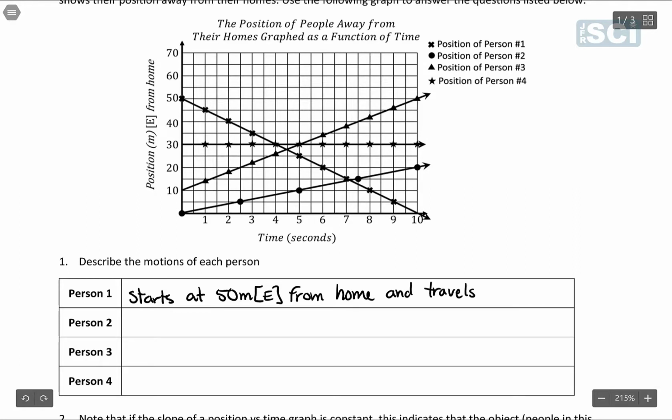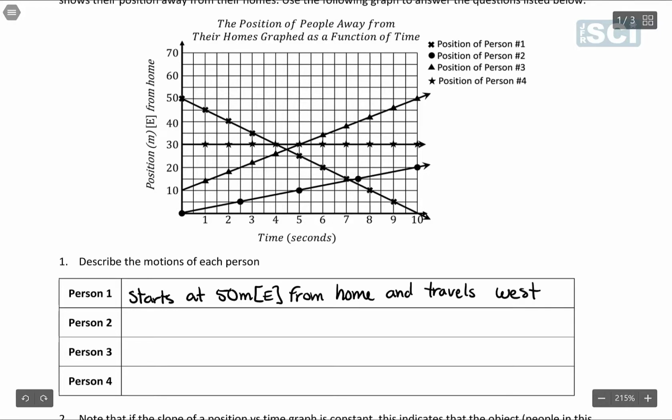So which way are they traveling? Well, they're starting away from home. So they're starting at 50, but they're heading towards 0 for position. And that's from home. So if I'm getting closer and closer to home, that means I'm traveling west, because I'm traveling in a direction that causes my position to decrease. And because my position is measured away from the object, if I'm getting closer to the object, I'm moving towards it. So, and travels west.